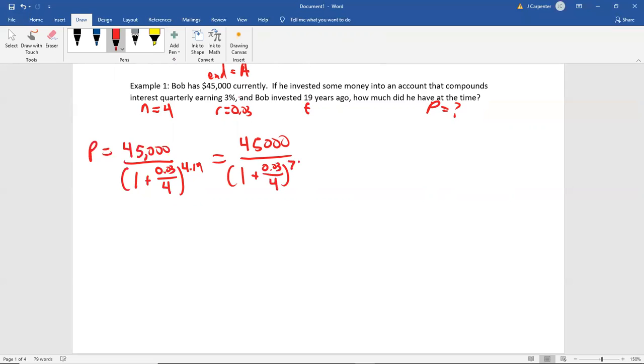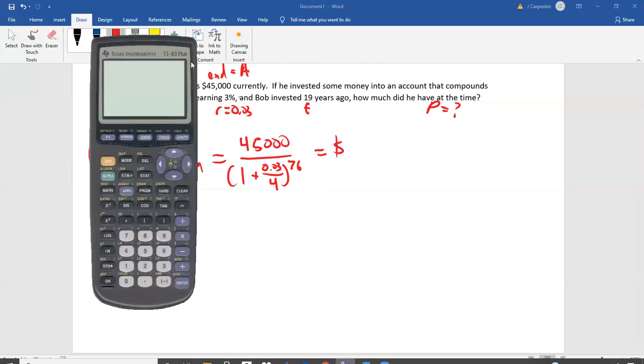So we said 76. So 76 is the number of times that Bob has gained money. That's what this means. He gained money for 19 years, and he gained money 4 times per year, which means he gained money 76 times. It's the exact same thing as the number of payments that we talked about in class. Now, you don't really want to do too much simplification of this without a calculator. Things are going to get pretty intense quickly.